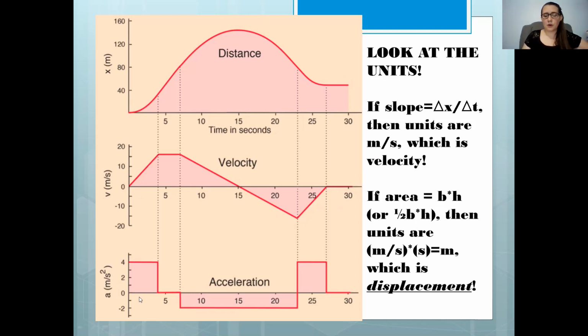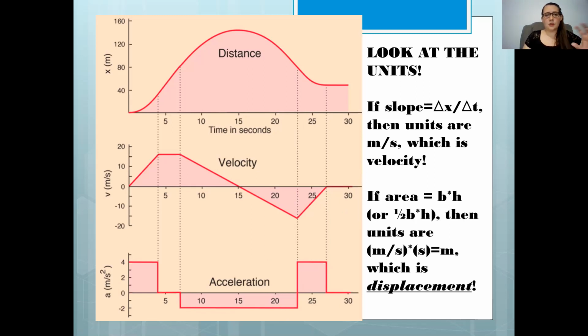Similarly, we can go from velocity to acceleration. The slope of this section is a constant positive number. The slope of this section is 0. The slope of this whole section is a constant negative number. The slope of this section is a positive number. And the slope of this section is 0. So that's how we would go down the stack of graphs like we had been doing before.